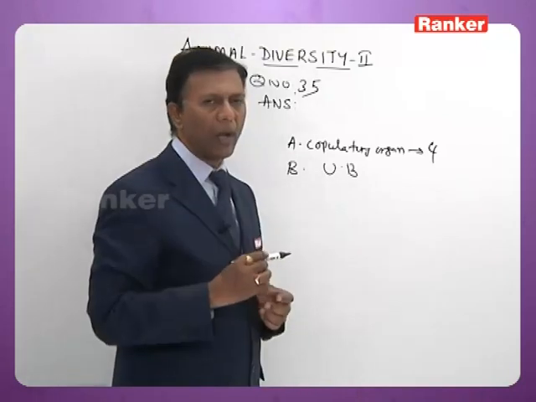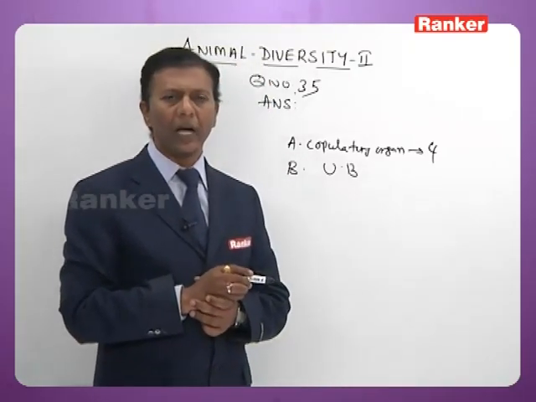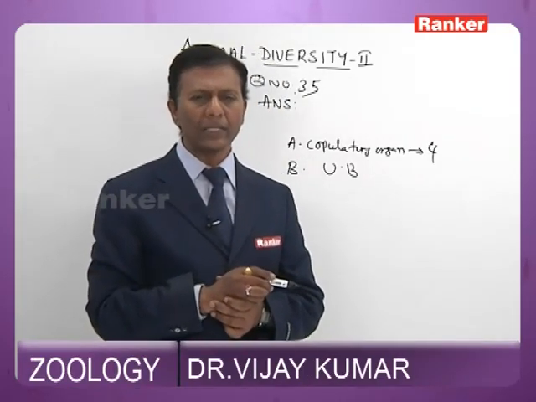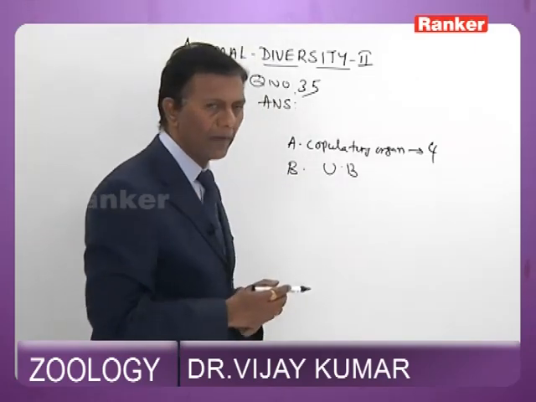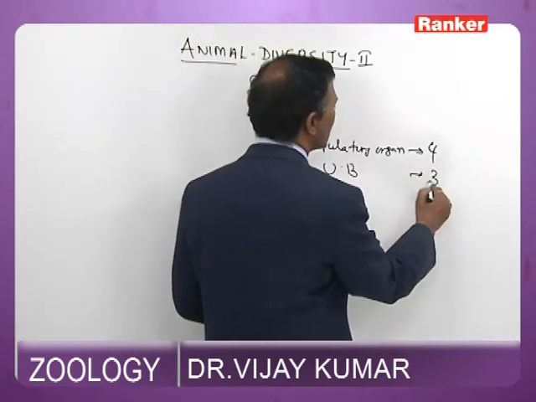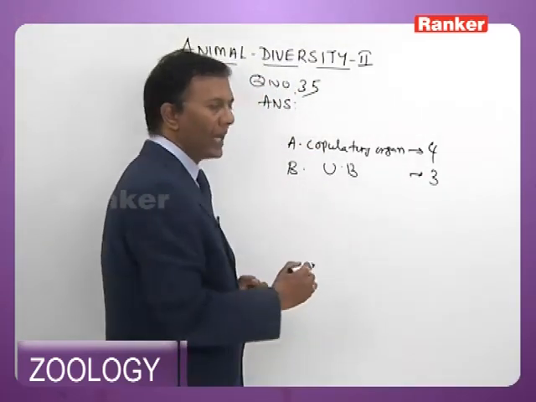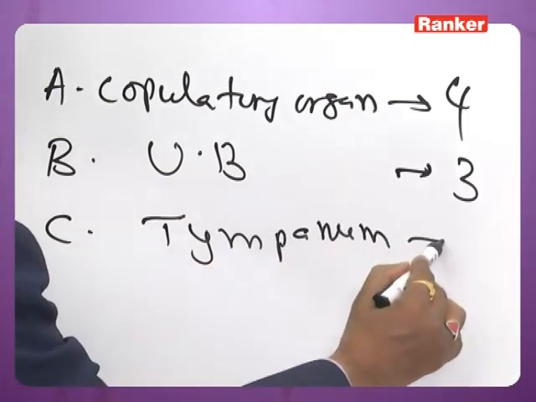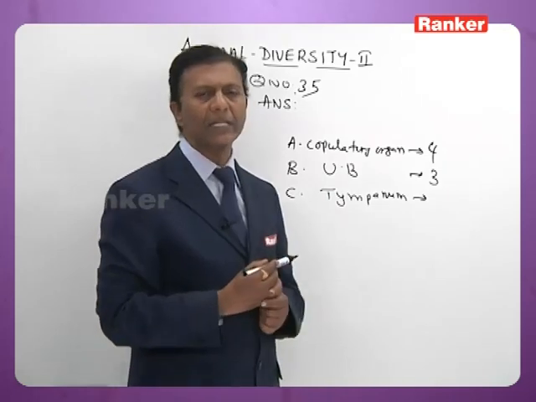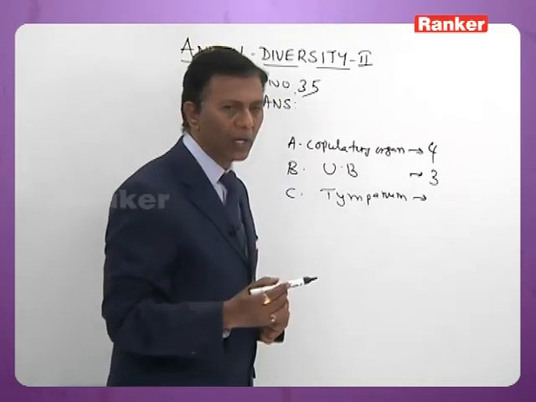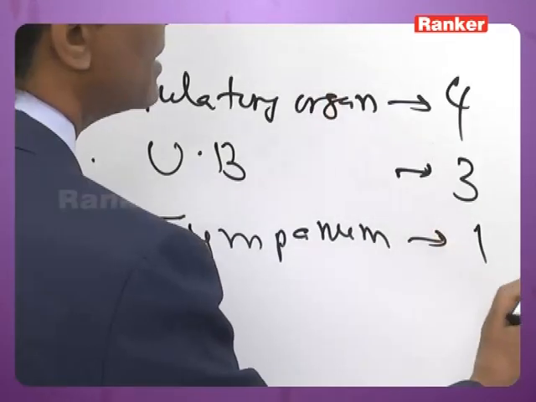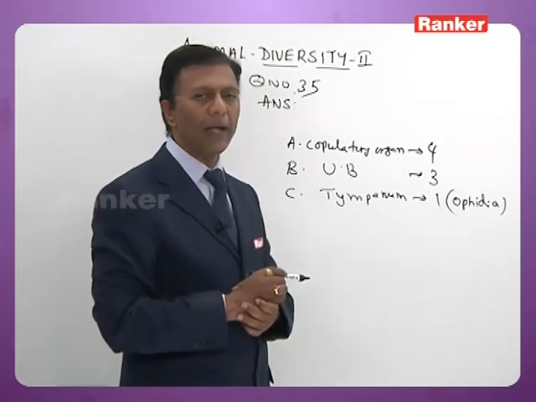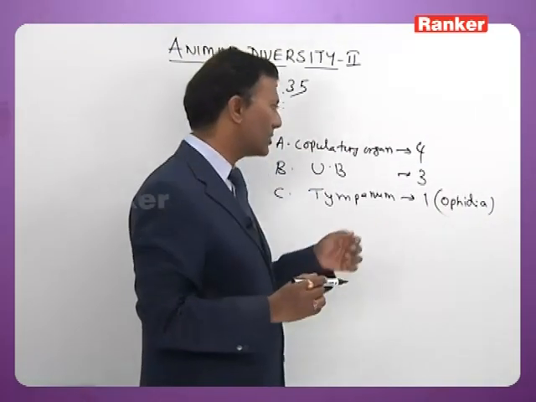Urinary bladder among reptiles is absent in snakes and crocodiles. You can see Crocodilia is given here, so Crocodilia is the correct answer. So 3 is the correct option. Then next, C, tympanum. Tympanum is absent in snakes, and snakes belong to Ophidia. So the correct answer for C is 1, that is Ophidia. That has to be corrected as Ophidia, O-P-H-I-D-I-A. So the first one is Ophidia here.